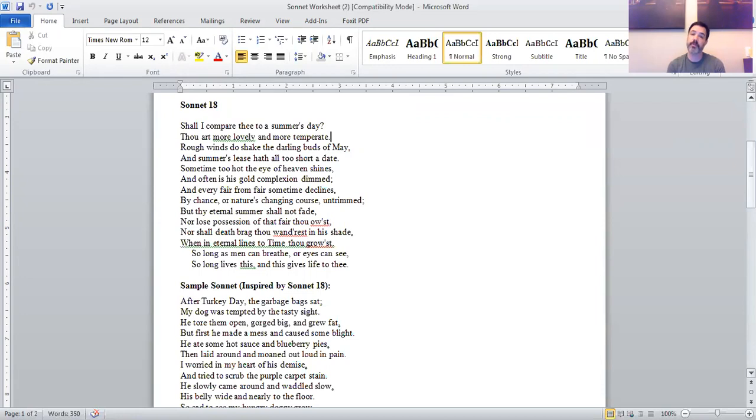So in these first 2 lines, Shakespeare is comparing this person's beauty to a summer's day that they are more lovely and more temperate. You're more lovely than a summer's day. More temperate means that you are more even-keeled, you are nicer, you are more pleasant than a summer's day. Rough winds do shake the darling buds of May, and summer's lease hath all too short a date.